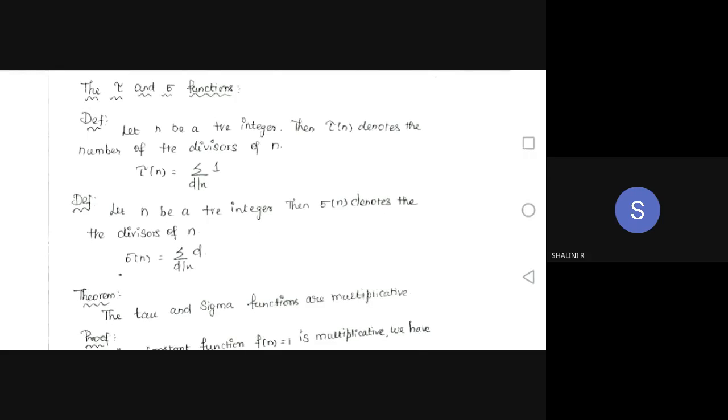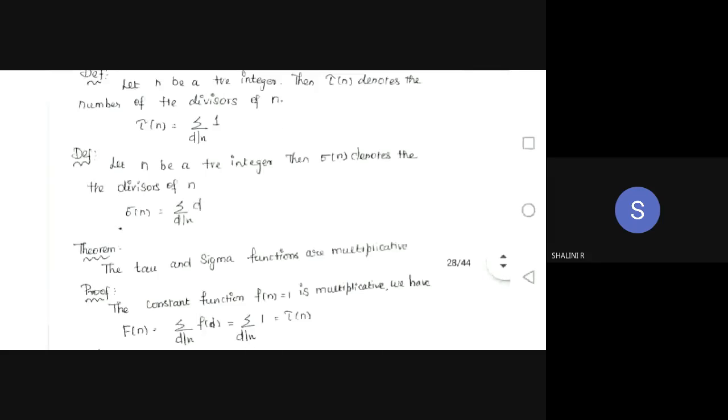One of the important topics in this unit is the tau and sigma functions. Tau of n represents the number of divisors of the integer n. Sigma of n denotes the sum of the divisors of the given integer n. So you have to know the definitions of the tau and sigma functions.